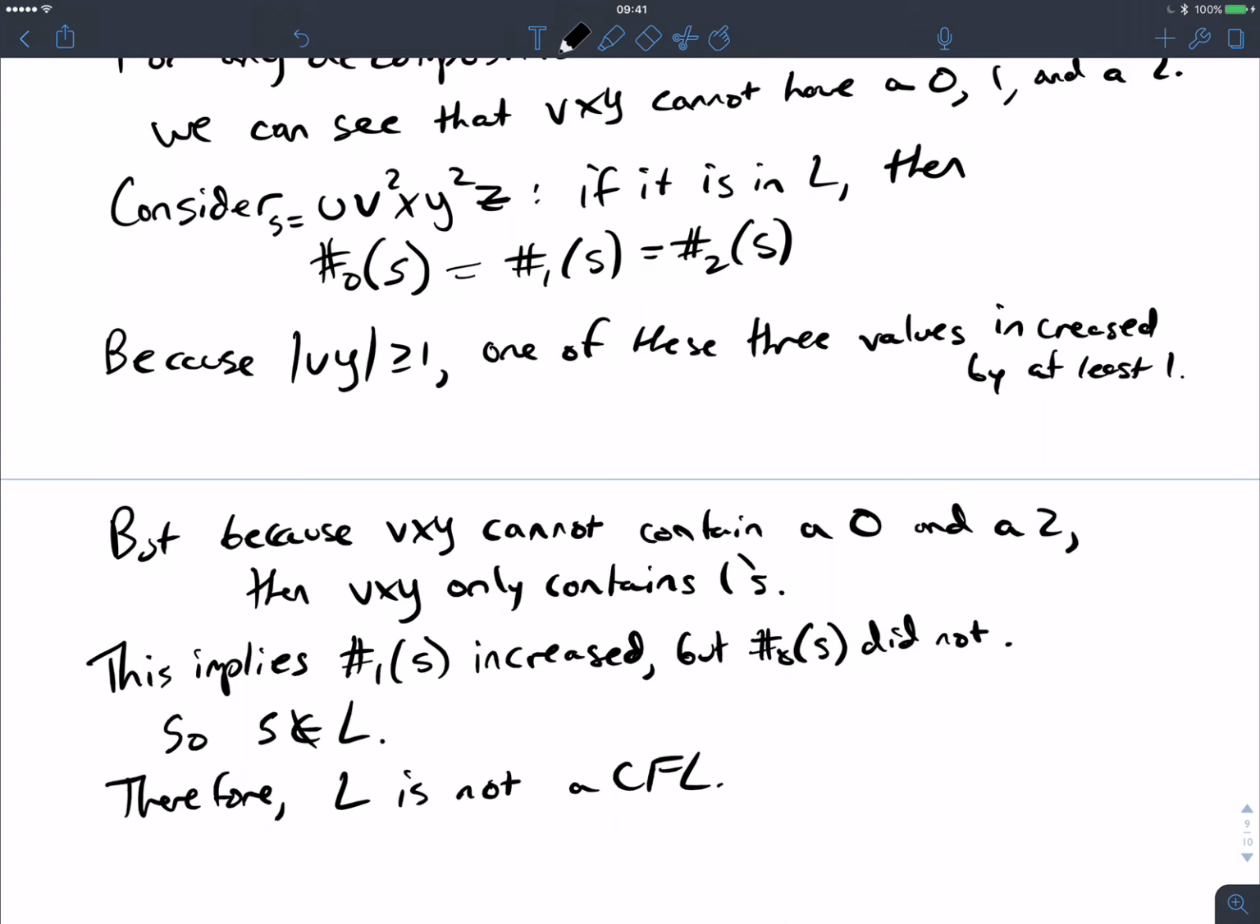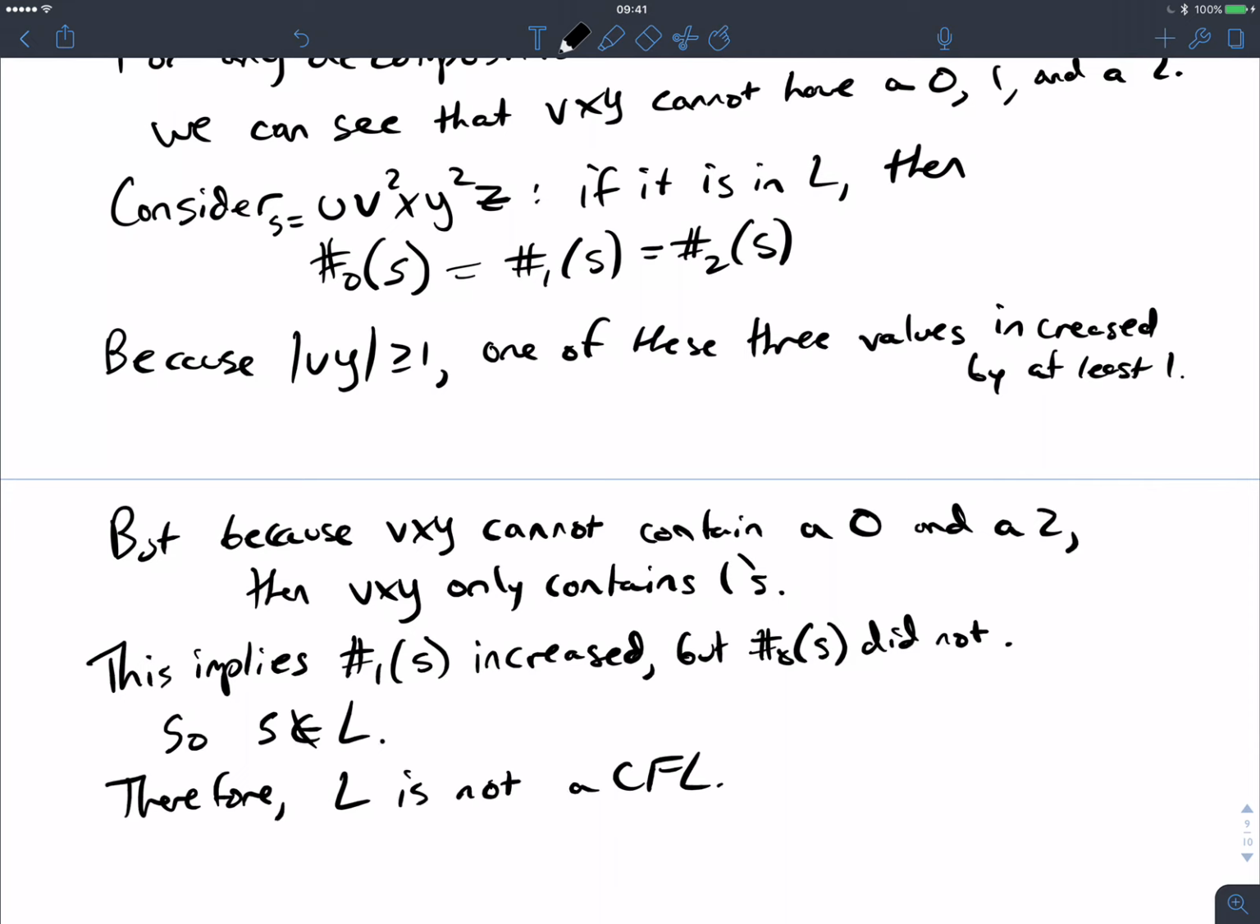So why is it that VXY can't have 0, 1, 2? Because there's a string, the 1s have length p. So if I had a 0 and a 2 also, VXY has to have length at least p plus 2. And then therefore it can't be possible. That's why the design of the string is important, so that each of the parts in this particular case has such a long length that I can't pump all of them simultaneously.